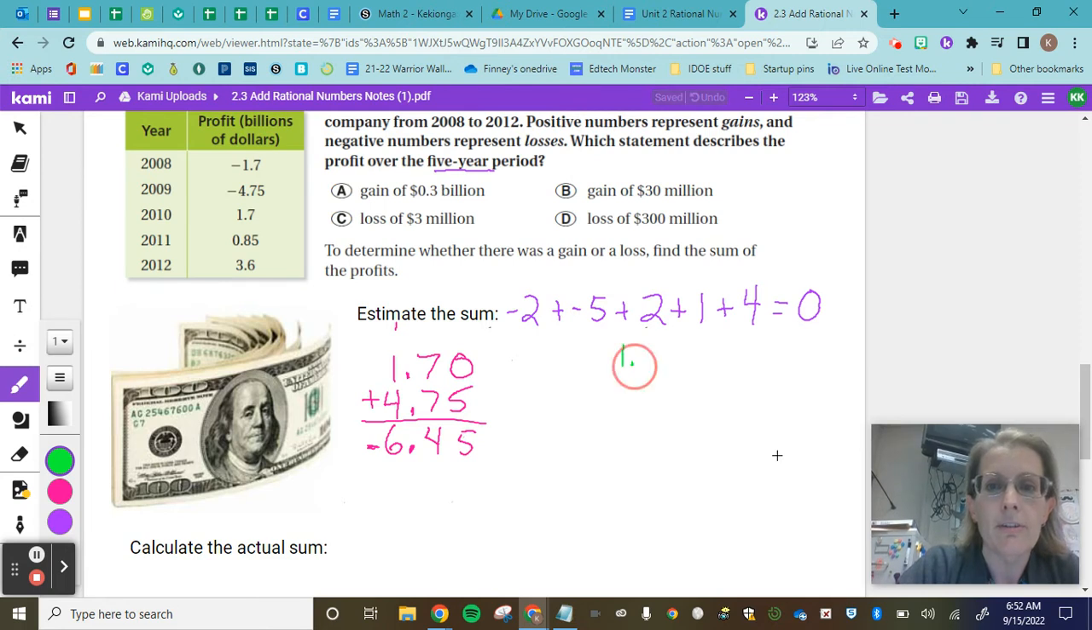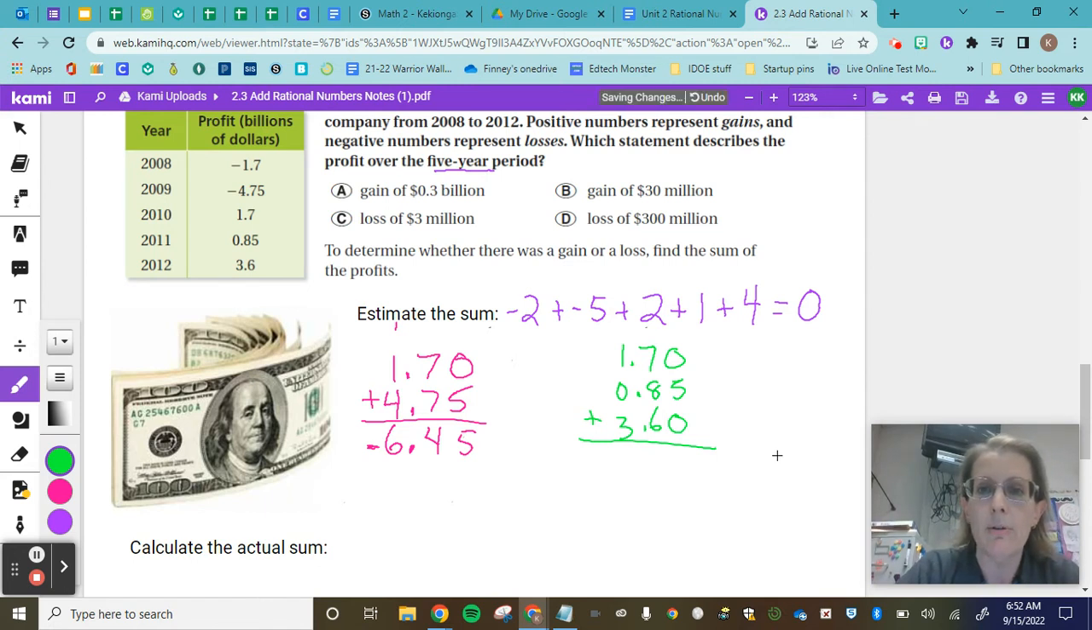Now we're going to add our positives. So I have 1.7, 0.85, and 3.6. Once again, I put zeros in as placeholders. They're all positive, so the answer to this will be positive. So 0 plus 5 plus 0 is 5. 7 plus 8 plus 6. 9, 10, 11, 12, 13, 14, 15, 16, 17, 18, 19, 20, 21. And then 2, 3, 4, 5, 6. You didn't notice that I was using my fingers, not a calculator. So we get 6.15. So there are negative 6.45 in losses, billion in losses, and 6.15 billion in gains.